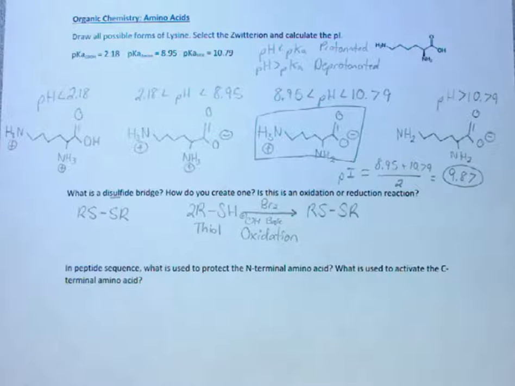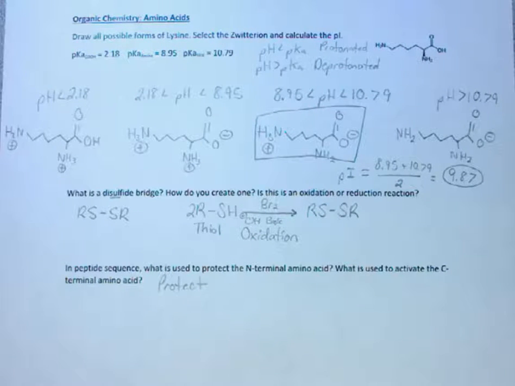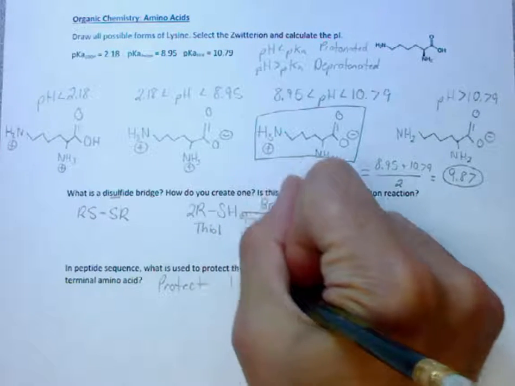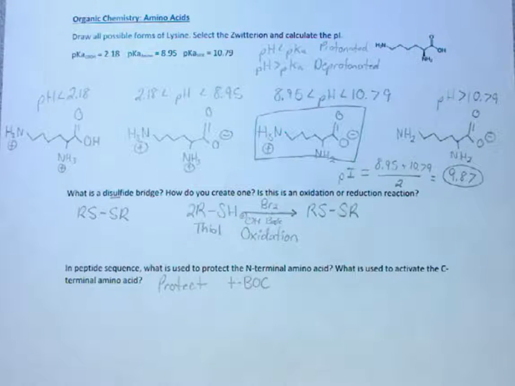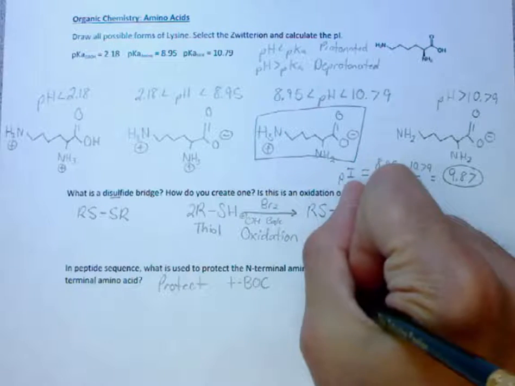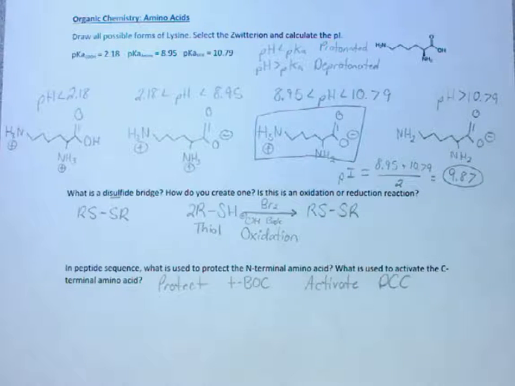For the last question, for peptide sequence, what is used to protect the N-terminal amino acid and what is used to activate the C-terminal amino acid? So to protect the N-terminal amino acid, we're going to use TBOC, tert-BOC, or just BOC. And then to activate, we will use DCC.